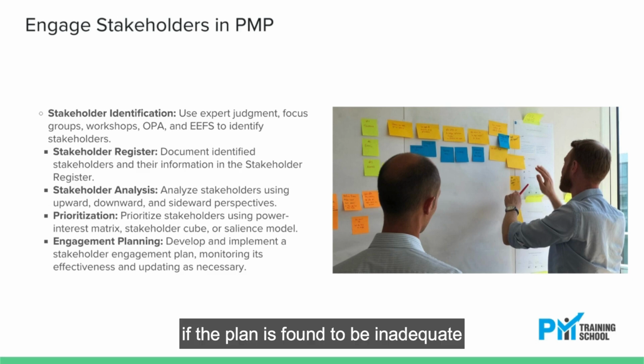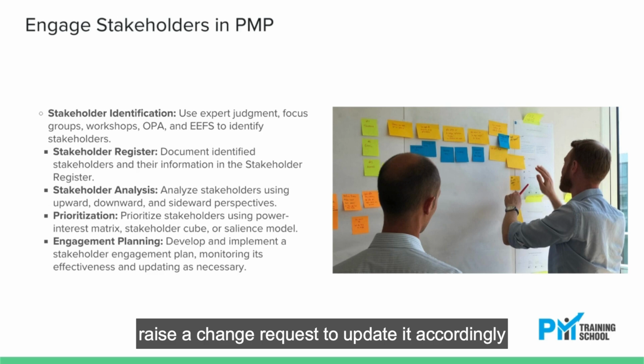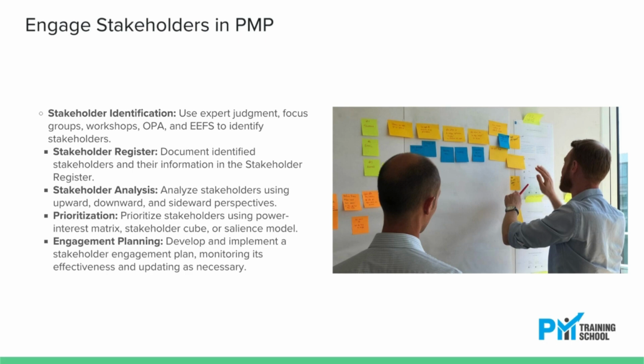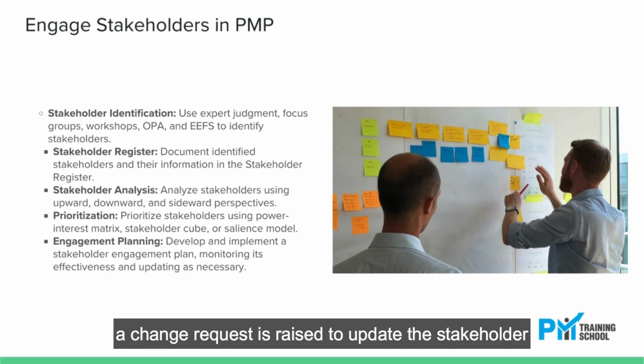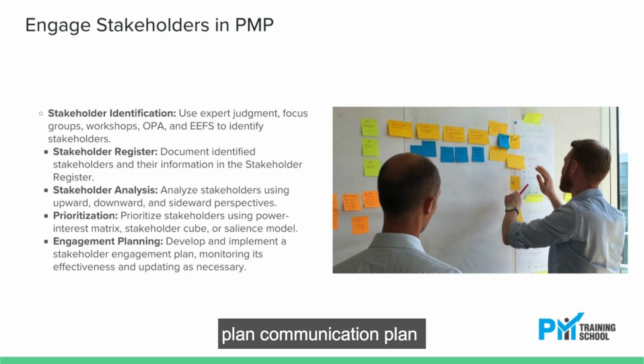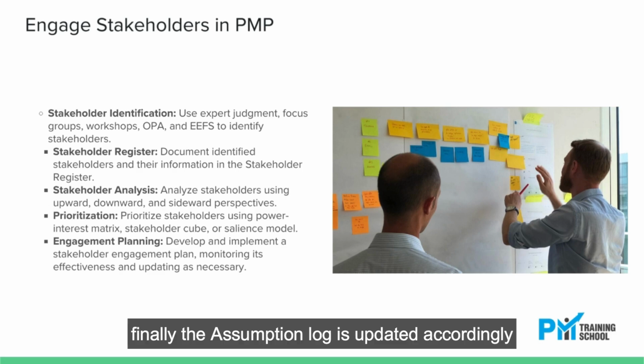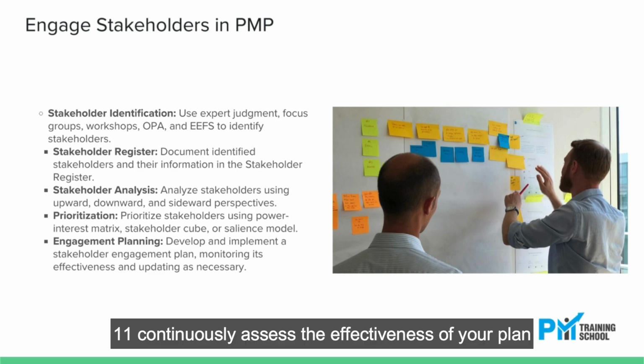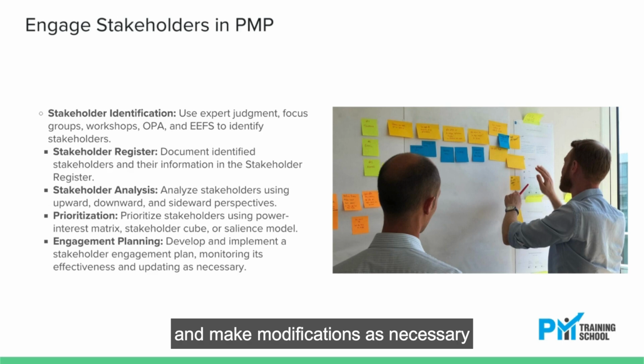If the plan is found to be inadequate, raise a change request to update it accordingly. 10. Whenever a new stakeholder is identified, they are added to the stakeholder register. Subsequently, a change request is raised to update the stakeholder plan, communication plan, and resource management plan. Finally, the assumption log is updated accordingly. 11. Continuously assess the effectiveness of your plan and make modifications as necessary.